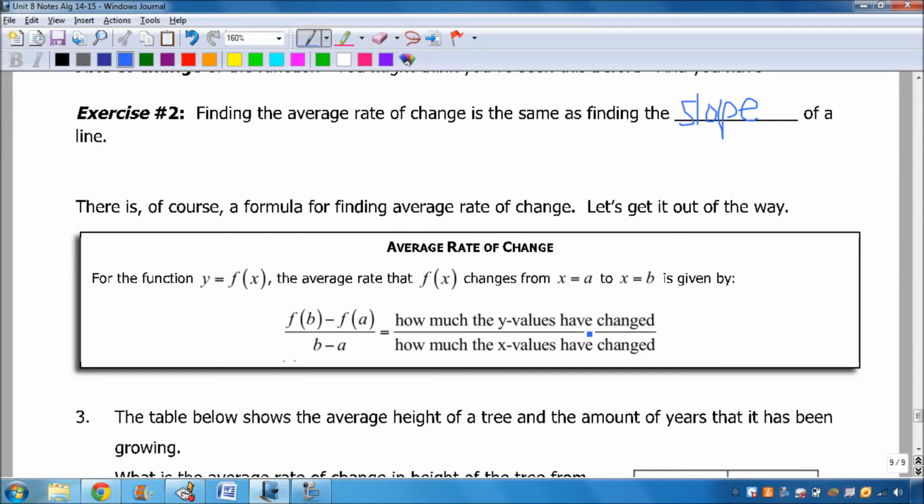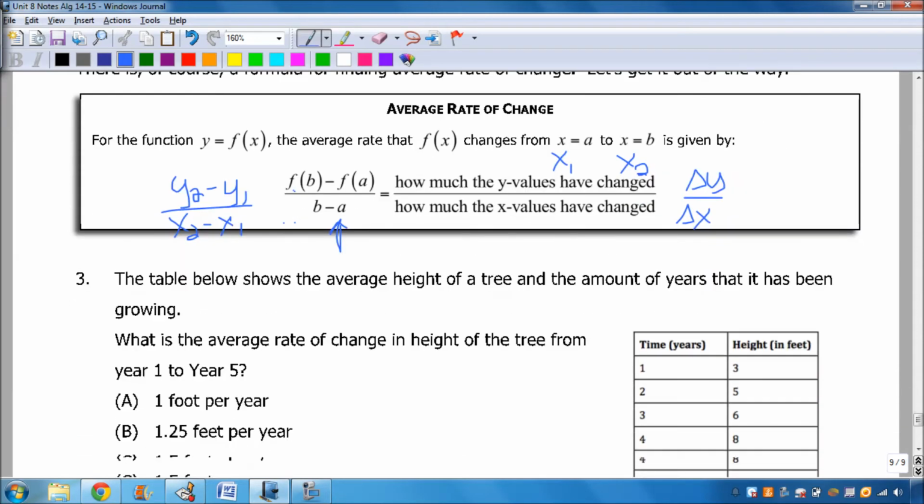So it tells you how much the y values have changed. Again, that's delta y. And you're dividing it by how much the x values have changed. Again, that's delta x. Now, this is basically like the slope formula. X equals a is just your x1. X equals b is just your x2. F of b is your y2. F of a is your y1, and then it's over x2 minus x1. But I want you to be using this formula right here.